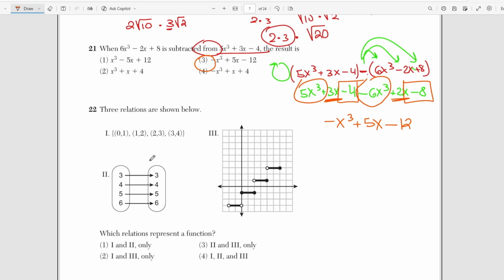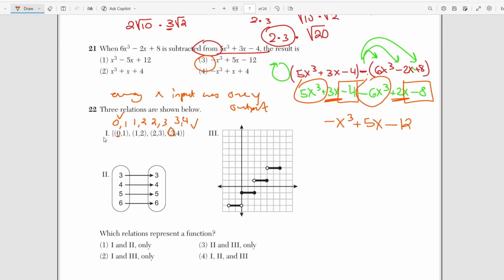All right, number 22 shows us 3 relations, which represent a function. So essentially, for a function, every x input has one y output. So I should not see any repetitions of x. So here, the input of 0 has an output of 1. The input of 1 has an output of 2. The input of 2 has an output of 3. The input of 3 has an output of 4.